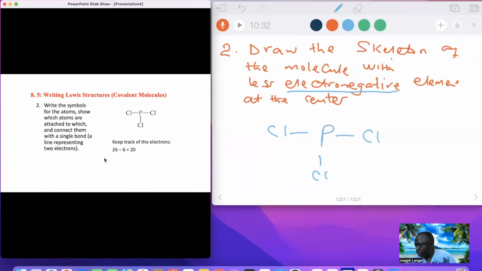This is the central atom. We will need this in chapter 9 to identify the central atom. Let me label these as external atoms. All right, so once you come up with your skeleton of the molecule, we go to rule number 3.